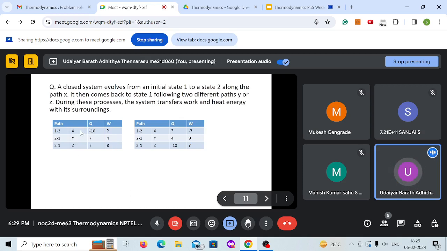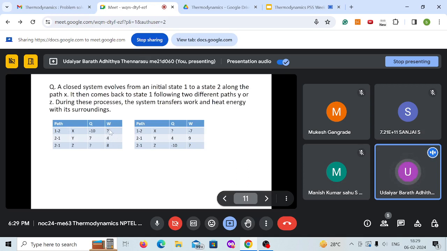So that's what they say. They can come back along two different paths, y and z. They say during this process the system transfers work and heat energy with its surroundings. So you have both work transfer and heat transfer. They are listing out the heat transfer which is happening during the process and the work transfer which is happening through the process. And we need to find or estimate what will be the work or heat transfer where a question mark has been put.